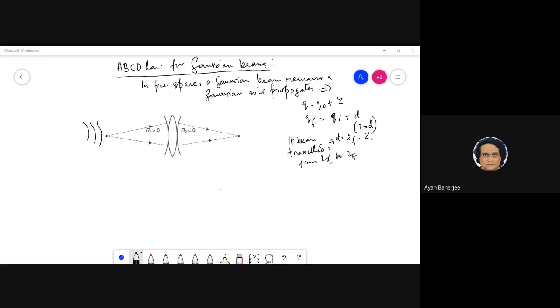Okay, there are two things we have to keep in mind. Immediately to the left and to the right of the lens, the spot size has to remain the same, because the lens does not change the transverse intensity distribution. However, the beam curvature is affected by the lens. Okay.